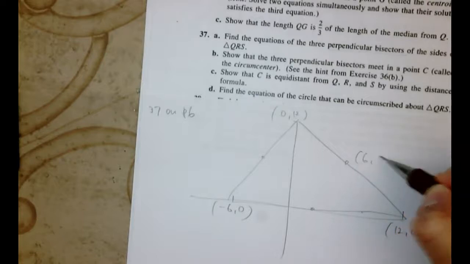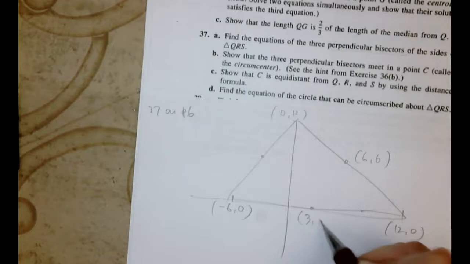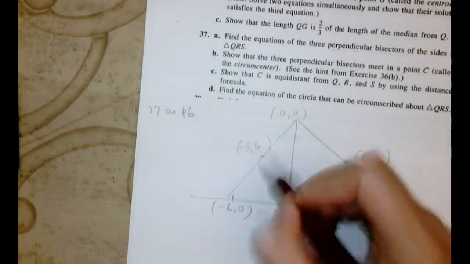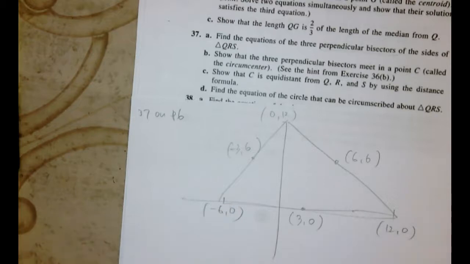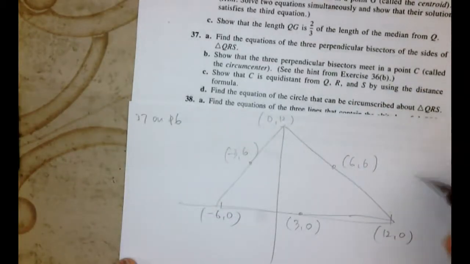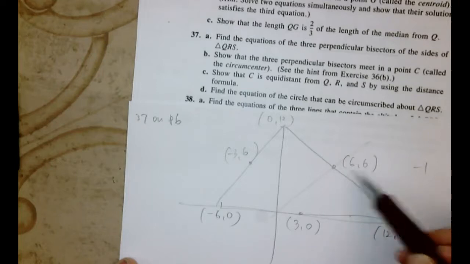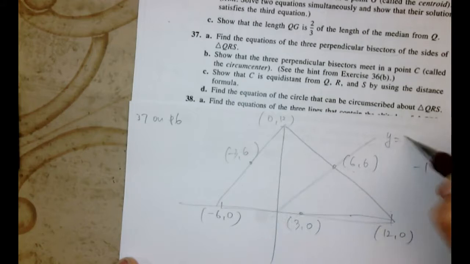This is 6, 6. We already got it in the other problem. This was 3 and 0, right? And this one was -3 and 6. Okay, if you don't know how to get this, watch the video for 36, because we got these points in the video already. Okay, now the slope here is -1, so this has to be 1. So this is going to go through the origin because it's 0 and 0, right? I mean 6 and 6. So this equation is y equals x.